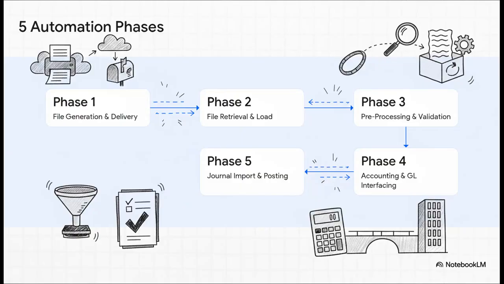So here's our roadmap. It's a 5-step process. First, the file gets generated and delivered. Then it's retrieved and loaded. Step 3 is crucial, pre-processing and validation. Then it's prepared for accounting. And finally, it's imported and posted to the general ledger. Let's dig into those first two phases.